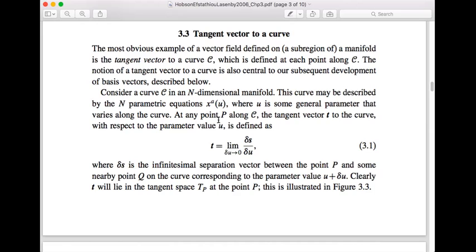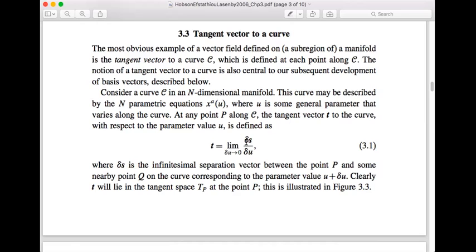At any point P along the curve C, the tangent vector T to this curve with respect to the parameter value u is defined as vector T equals the limit of the parameter increment delta u approaching 0 of the ratio of this increment in this interval delta s divided by the increment in the parameter.